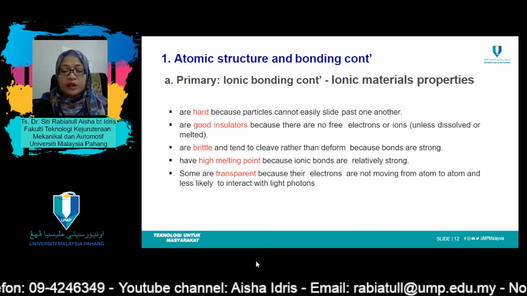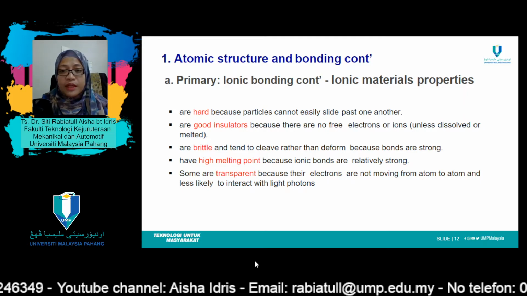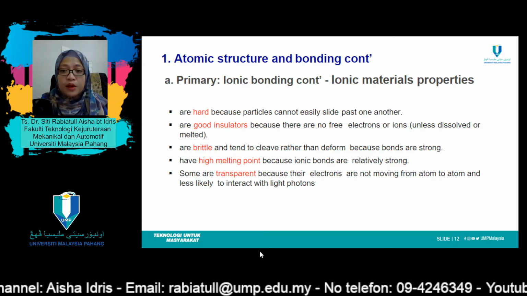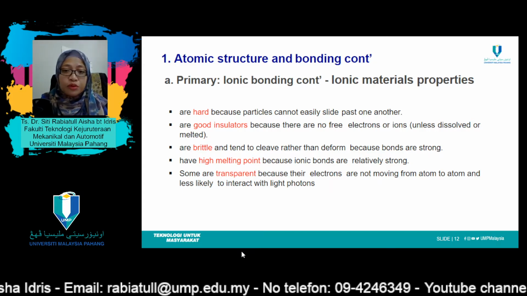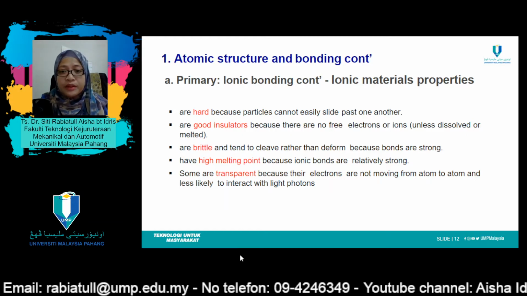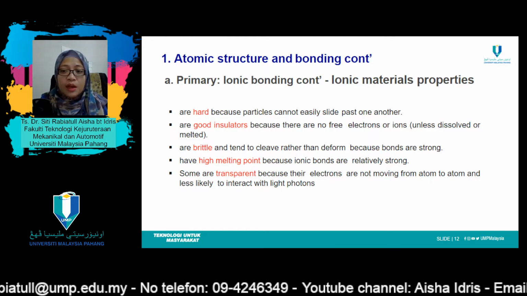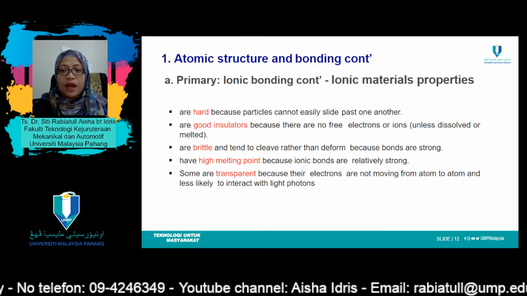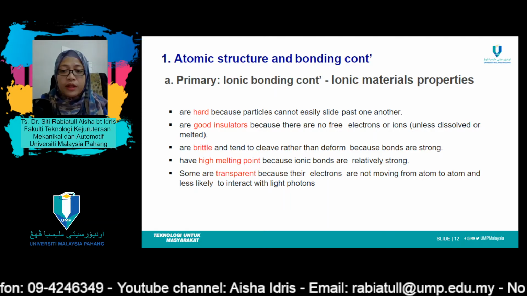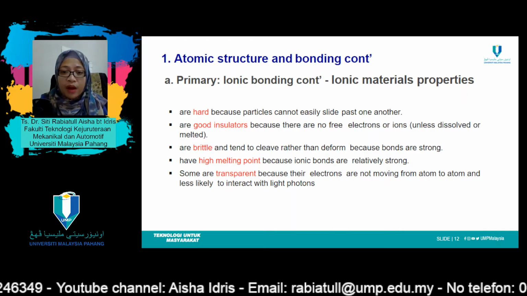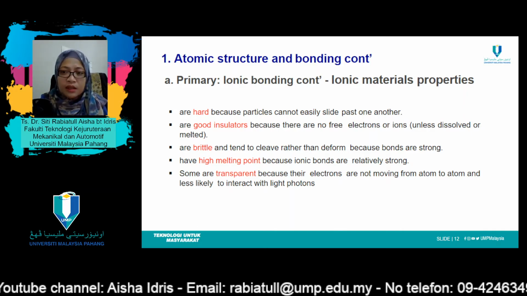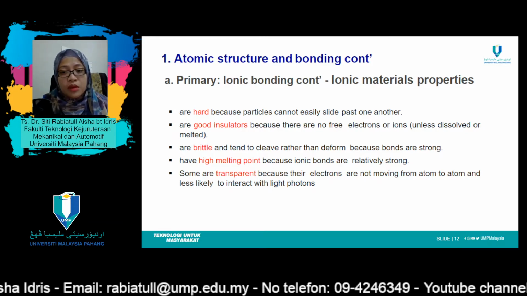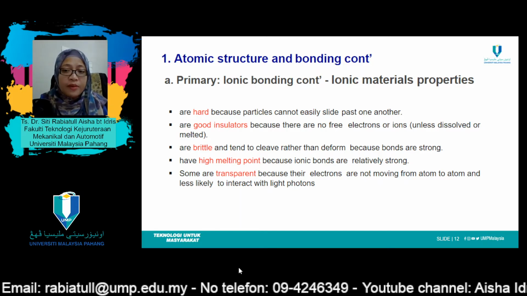Ionic bonding is actually hard because particles cannot easily slide past one another. They are good insulators because there are no free electrons or ions. Number 3, ionic bonding materials are brittle and tend to cleave rather than deform because bonds are strong. And number 4, they have a high melting point because ionic bonds are relatively strong. And number 5, some in ionic bonding are transparent because their electrons are not moving from atom to atom and are less likely to interact with light photons.